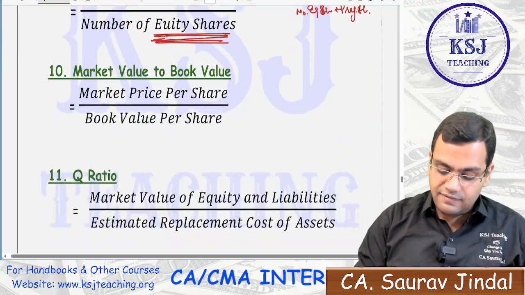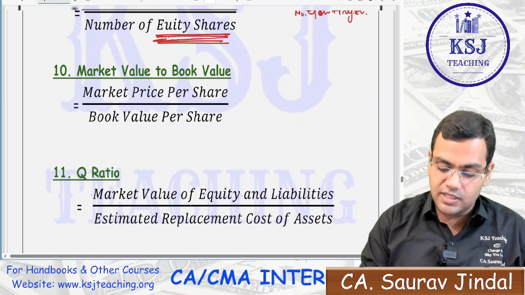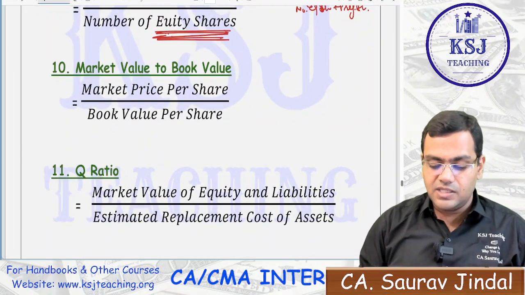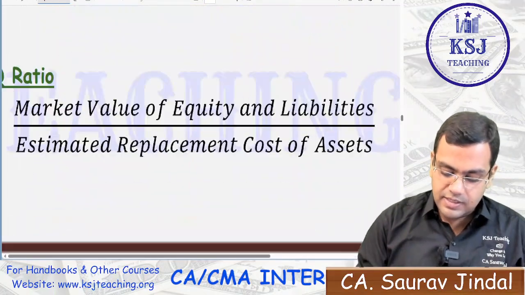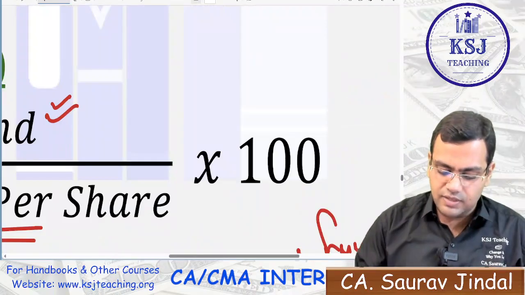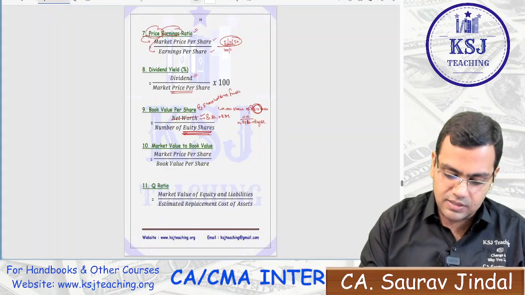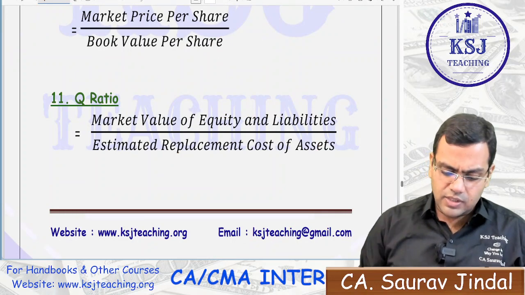Right? Then market value to book value: what is the market price per share, and what is the value of the share in the books? So that is market price per share to book value per share. Clear? Then the Q ratio, not at all important, sir. Just go through it once, nothing else. Right. So the Q ratio is not that important.